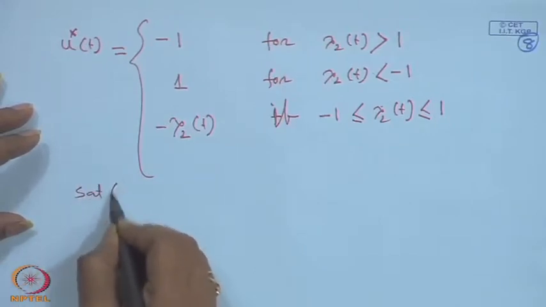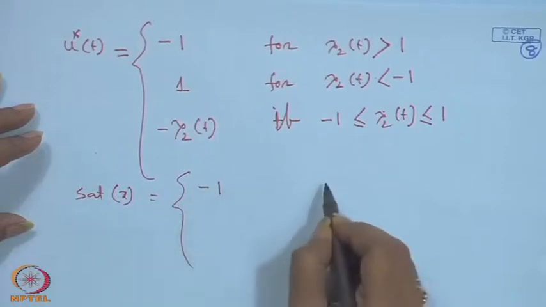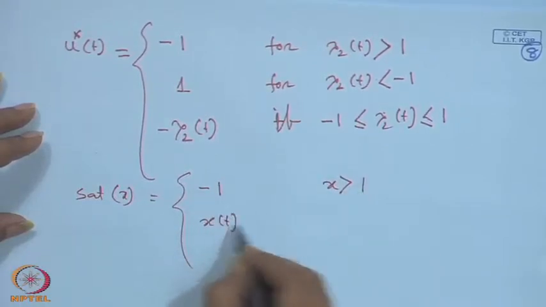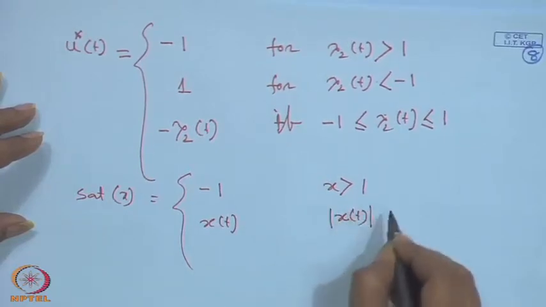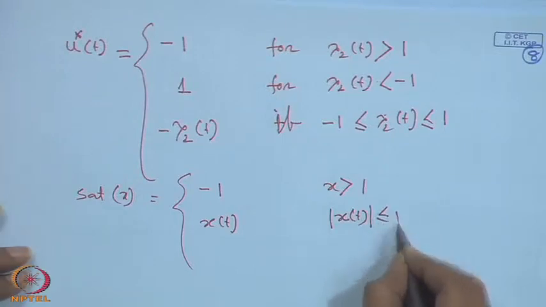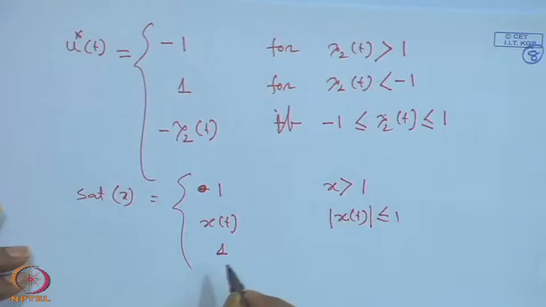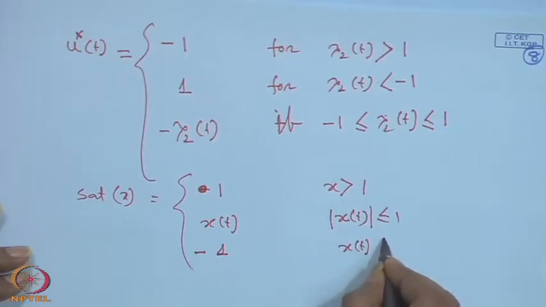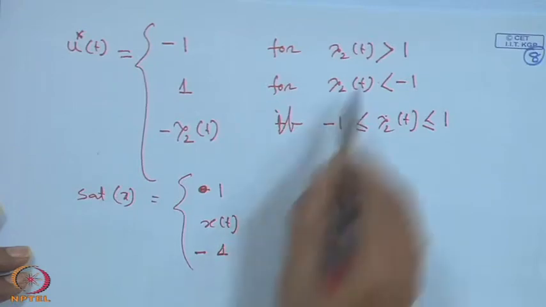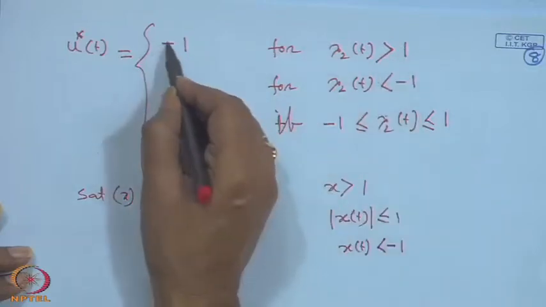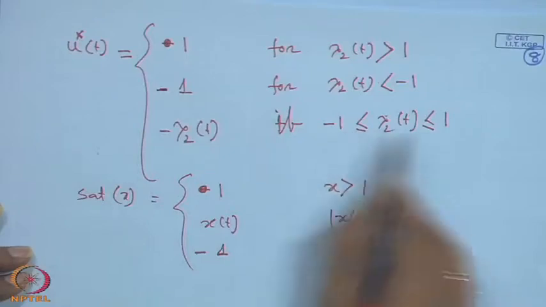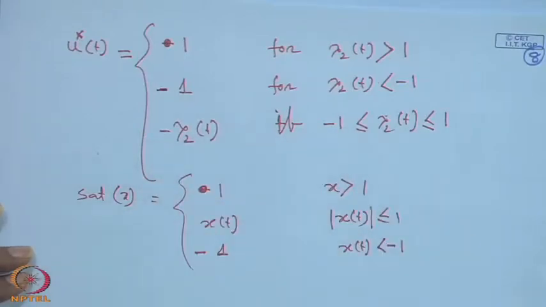This is called the set function, and it is defined this way. It is minus 1 when x of t is greater than 1, and it is x of t when the mod of x of t is less than or equal to 1. Sorry, it is plus 1 when it is greater than this, and it is minus 1 when x of t is less than minus 1. So when lambda of t is greater than 1, this is plus 1, when it is less than minus 1, this is minus 1, and otherwise it will simply be lambda of t. This is the set function, we can write it. Agree?